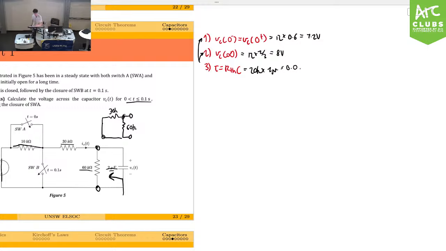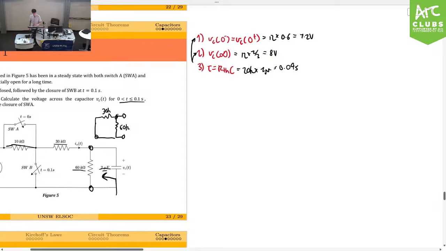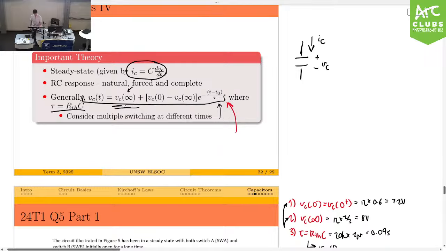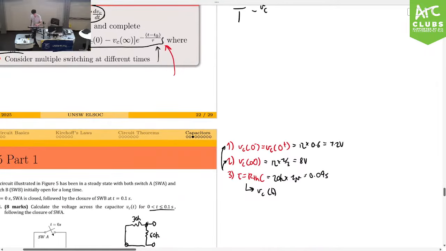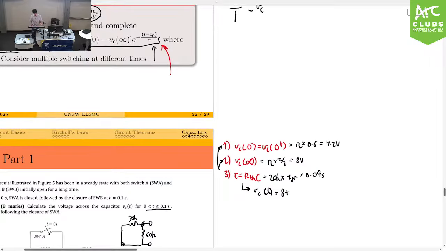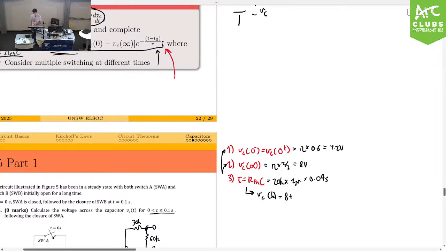Yes, it is. 0.04 seconds. All right, so the answer, you just plug it into the formula that you're given. This one. So it's going to be V infinite, which is going to be 8, plus, well, then it's going to be 7.2 minus 8. So it's going to be minus, oh, I should have maybe changed that. It will be minus 0.8 e to the minus t.